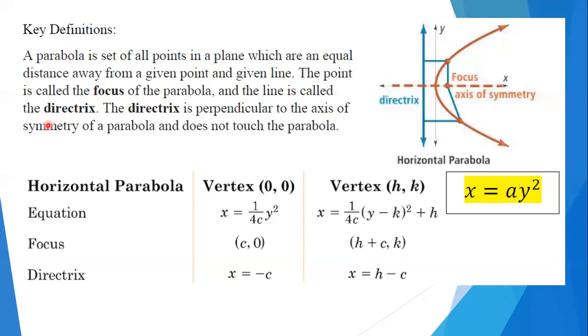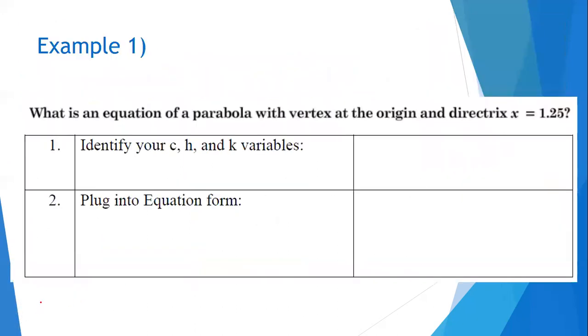Good? All right. So we're going to start with level 1 problems again, okay? So we have, what is an equation of a parabola with a vertex at the origin and a directrix x equals 1.25, right? So my vertex is at the origin and my directrix is x equals 1 1/4.